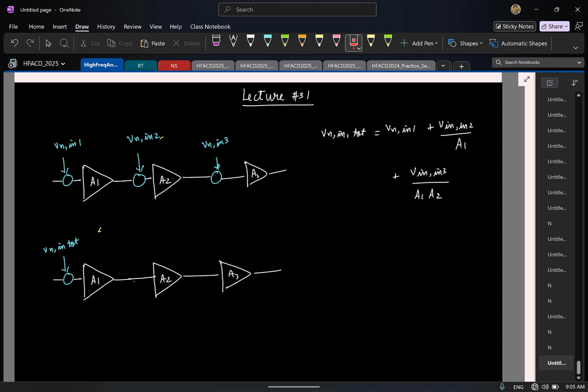And this you can basically keep extending. So the idea is the noise of the first stage is getting divided by the gain it sees. The second stage noise is getting divided by the gain it sees before it, which is A1, and the third by A1 A2.